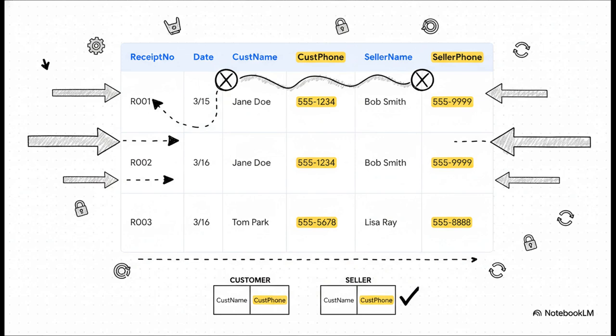Is a customer's phone number a fact about this receipt? No, it's a fact about the customer. It depends on the cust name, which isn't the key. Same exact thing for the seller's phone. It's a fact about the seller. These are transitive dependencies, hiding in plain sight.